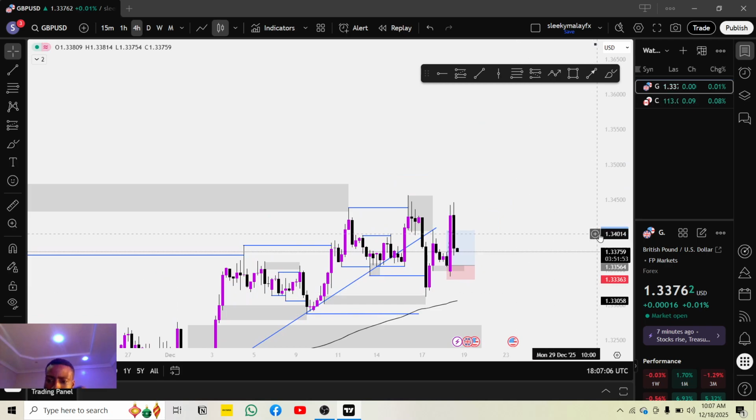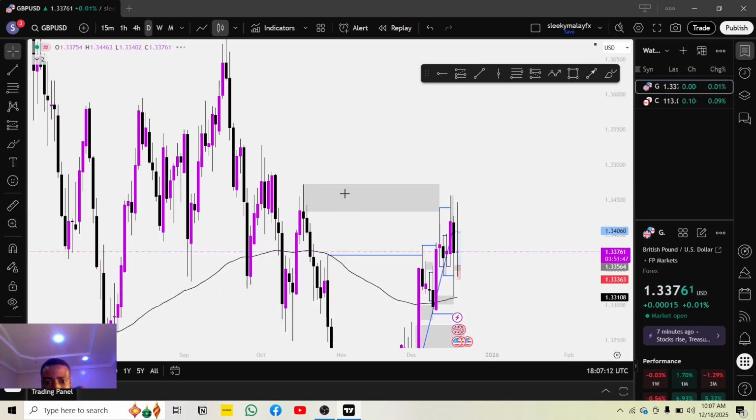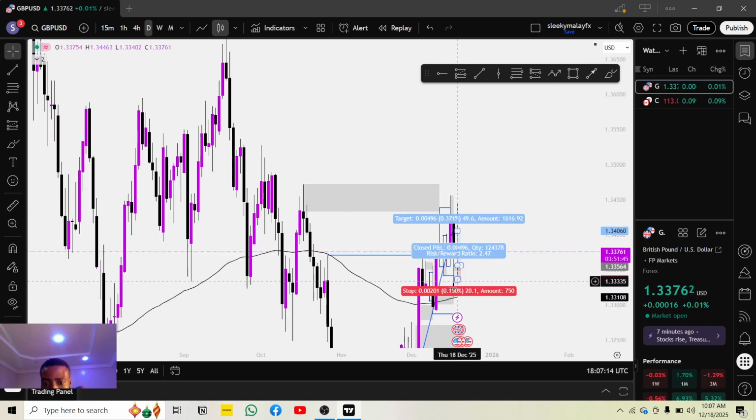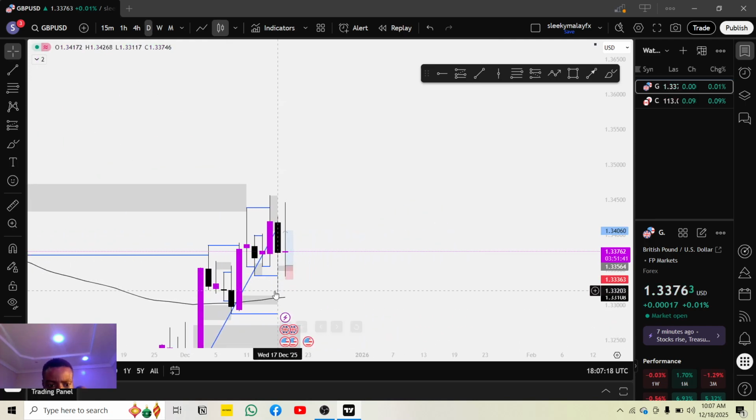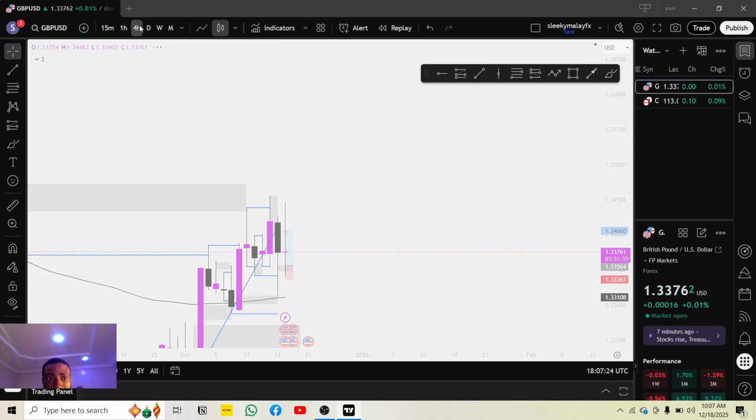So what I saw was that price made this break, but on the higher time frame, which is the daily time frame, we had a wick right there. You can see the wick. Let me zoom out a little bit. You can see this wick right here. That is what we have. You understand? But it's not reflecting on the 4-hour time frame.